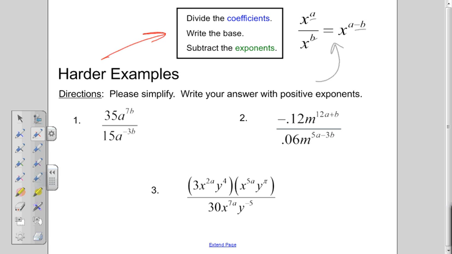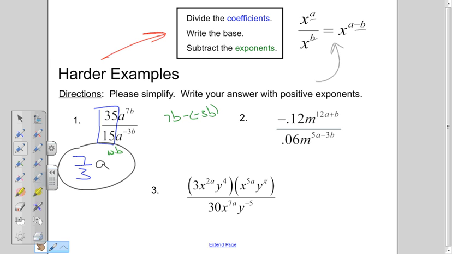Okay? So let's get to work on number 1 that says 35 a to the 7b over 15a to the negative 3b. Well, I'm going to divide my coefficients and realize that 15 doesn't go into 35, so I'll look for common factor, which is 5. That gives me 7/3, when I simplify that fraction. Then I will write the base, and again, I'm going to subtract the exponents, which I'll just go in the margin so you guys aren't too freaked out. 7b minus negative 3b is just 10b, making the answer 7/3 a to the 10b.